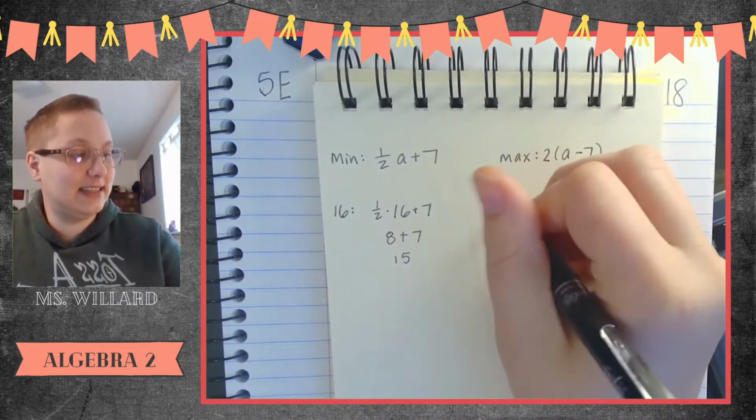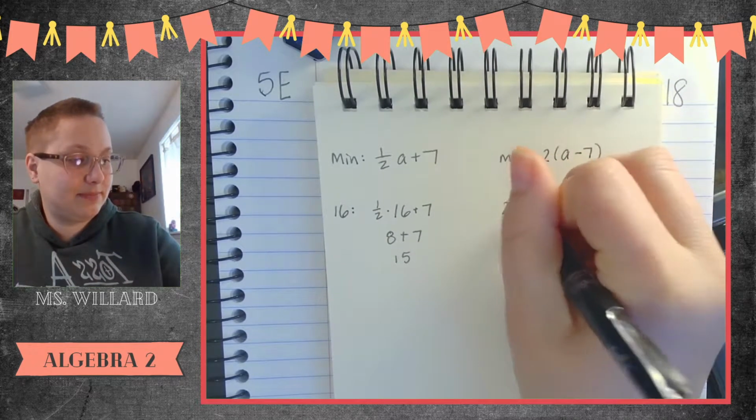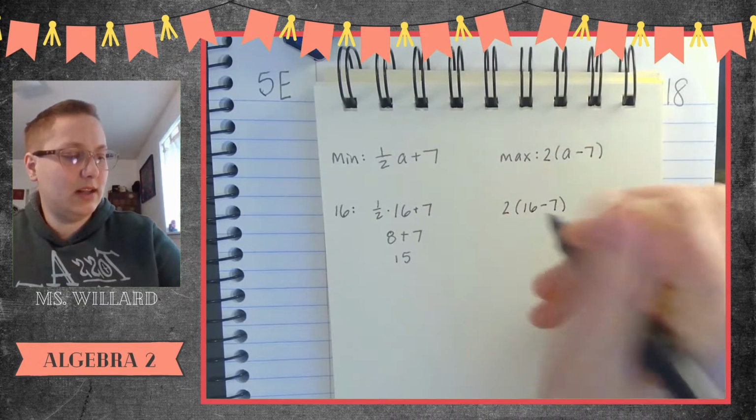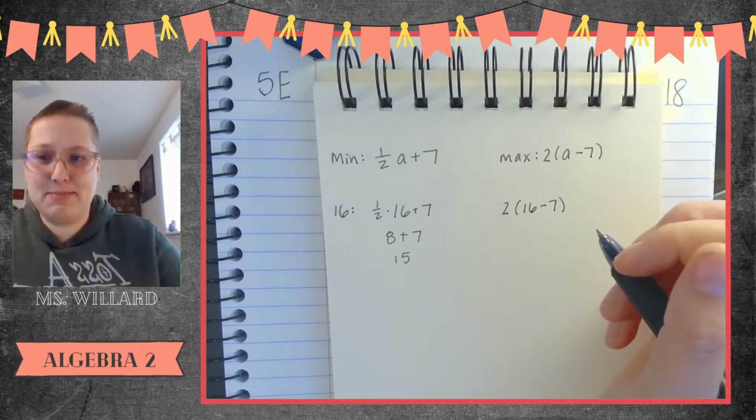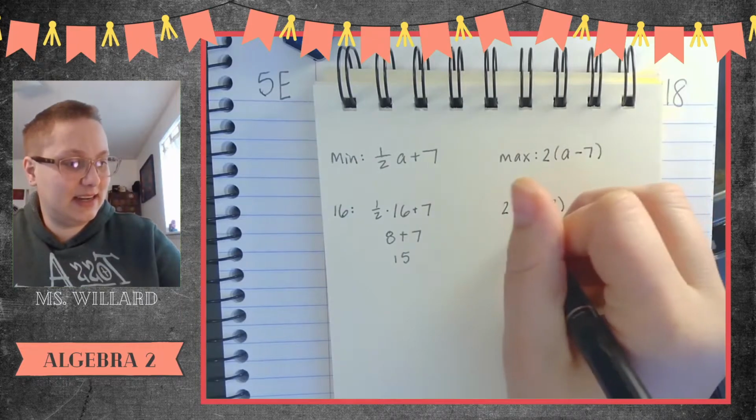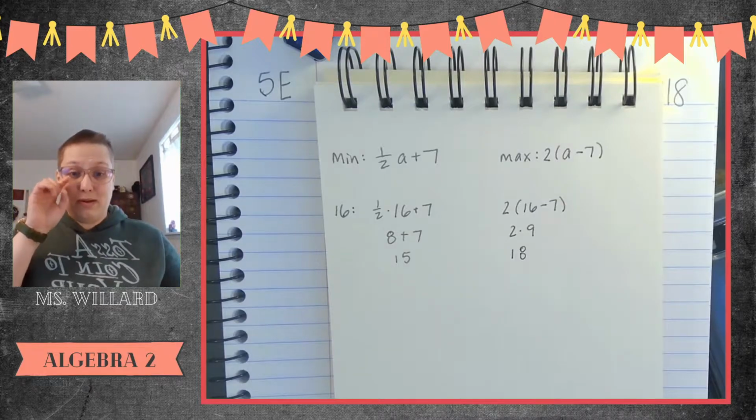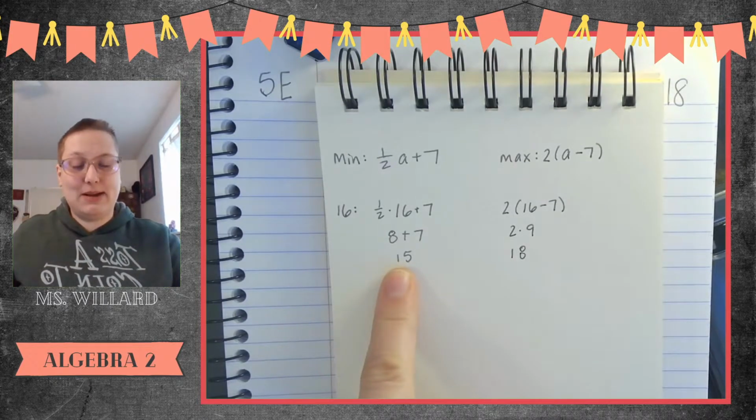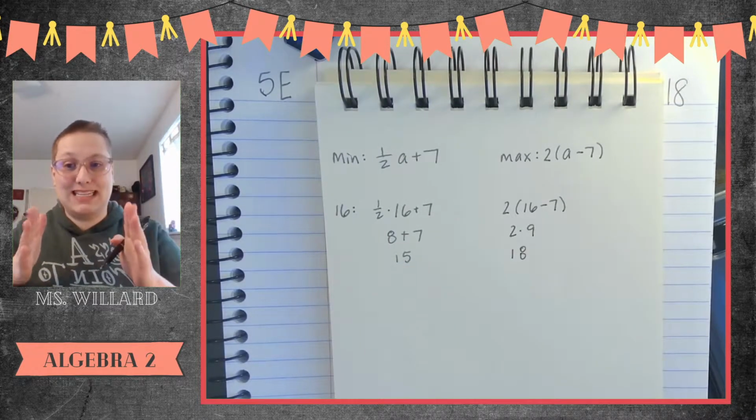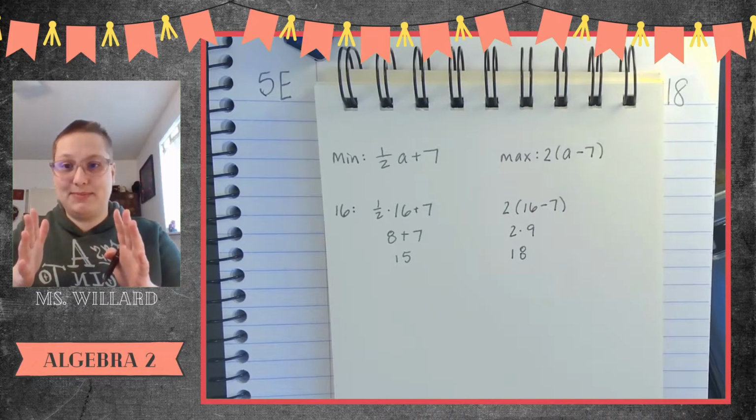So at 16, what's the maximum? Well, 16 minus 7 is 9, right? So 2 times 9 is 18. So my minimum of dating when I was 16 was 15 and my maximum was 18. I couldn't date anybody outside of that.